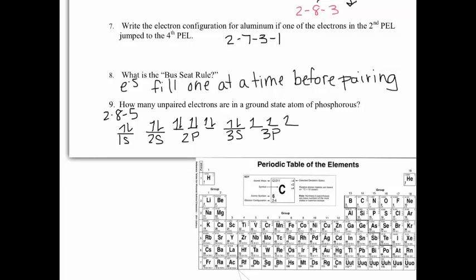Unpaired electrons are electrons that are sitting by themselves on the bus, and those are going to become more significant when we talk about bonding. And that's it for today, but we're not done talking about electrons. We won't be till the end of the year.